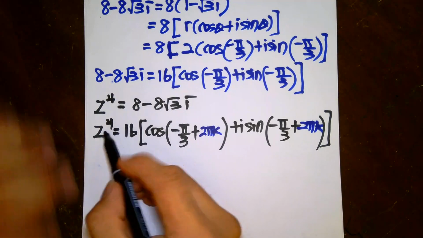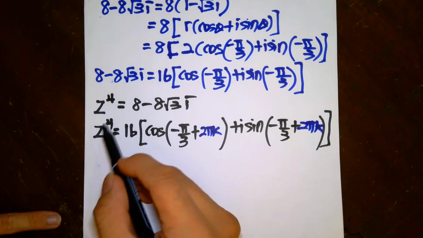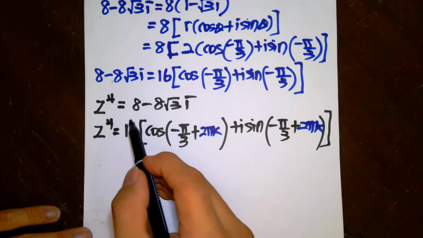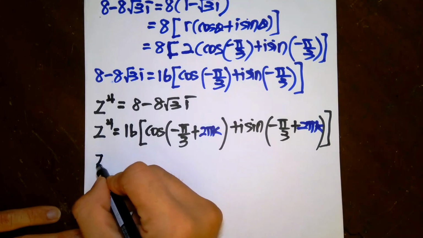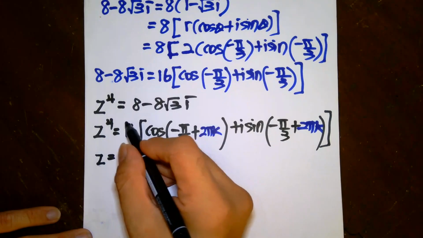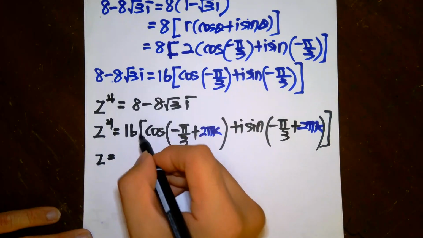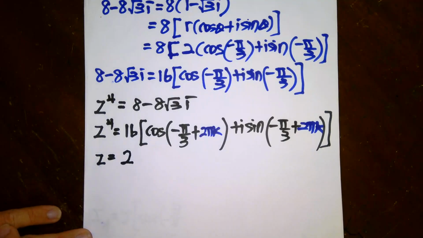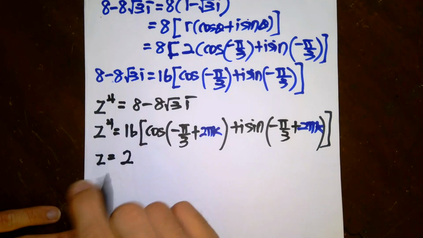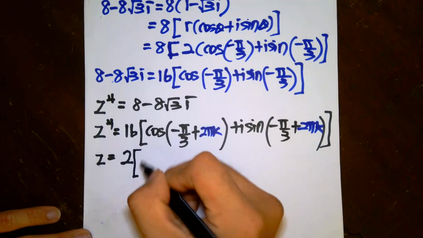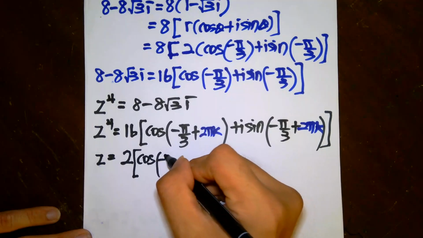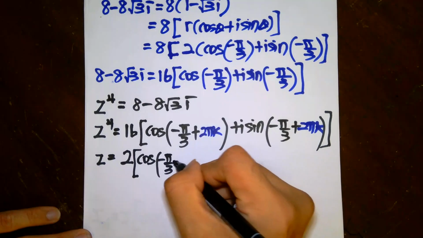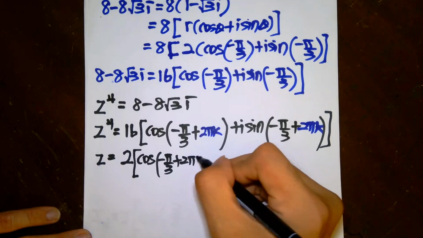So because I want to find the fourth roots of z, I take the fourth root on both sides, which gives me z equals the fourth root of 16 to the power 1/4. You get 2, as 2 to the power 4 is 16. Whereas here you have cos negative pi over 3 plus 2 pi k.